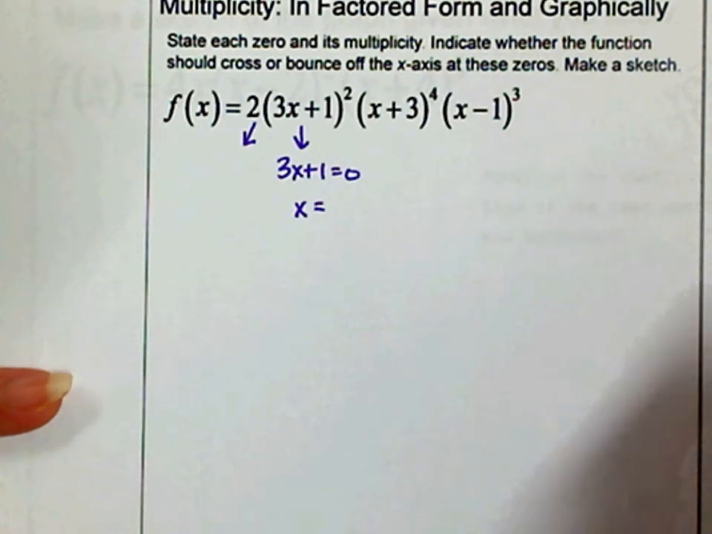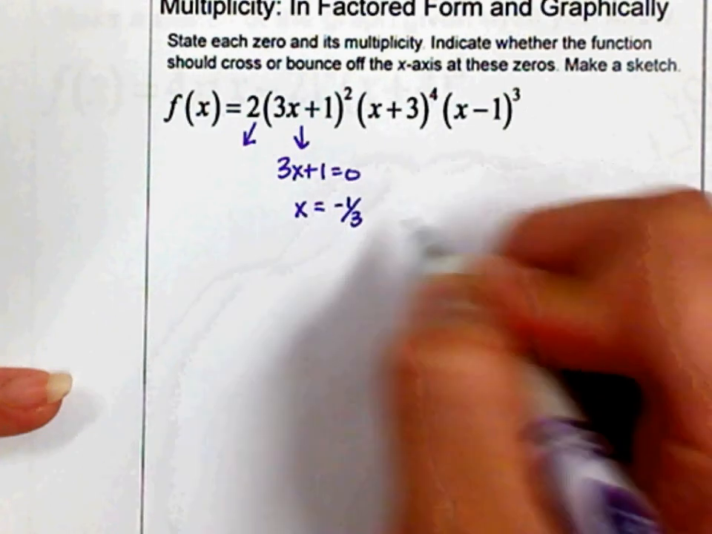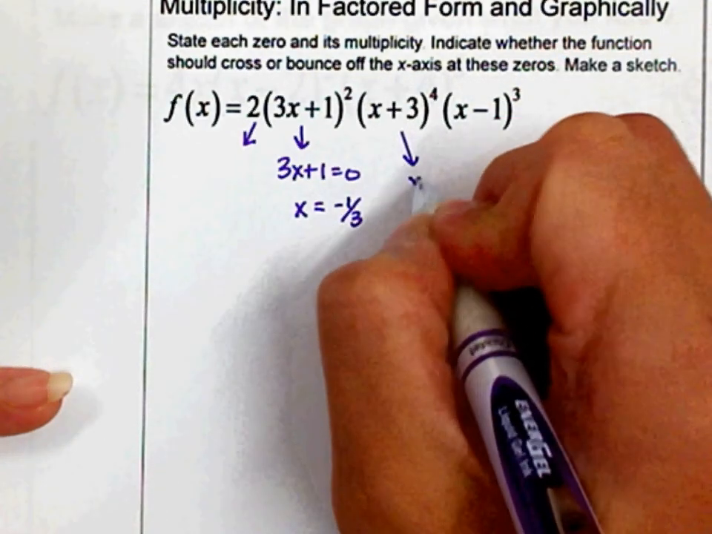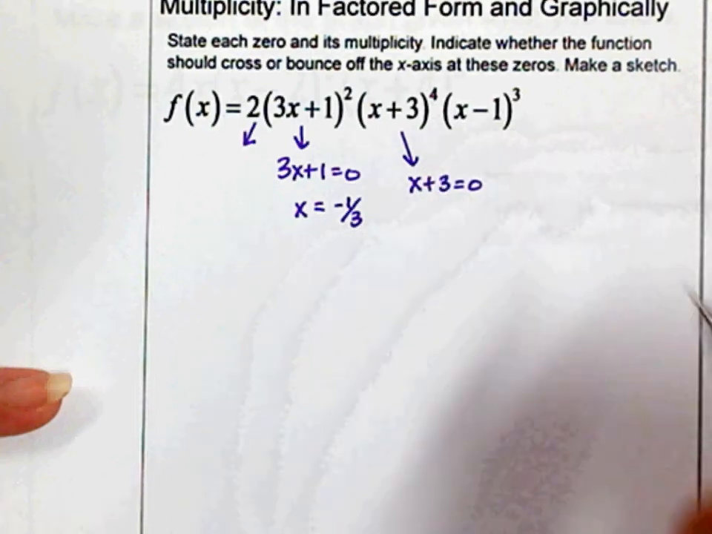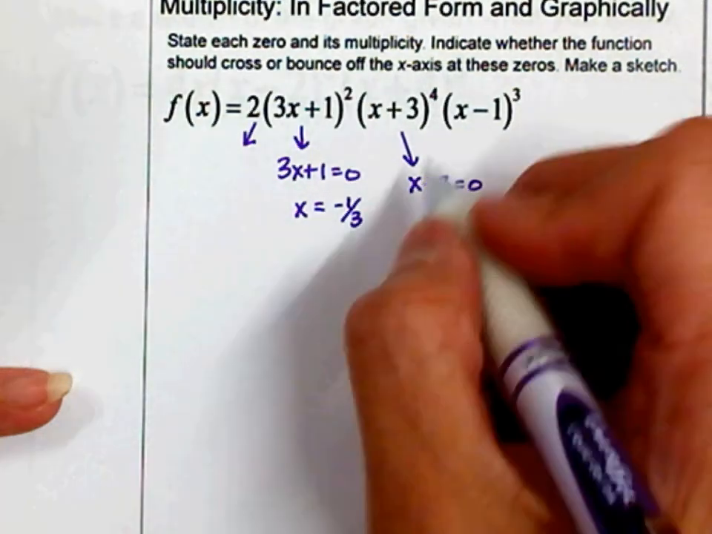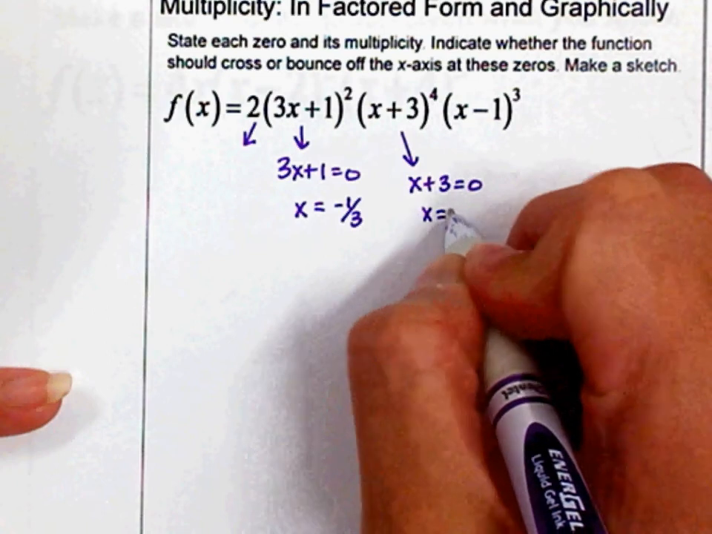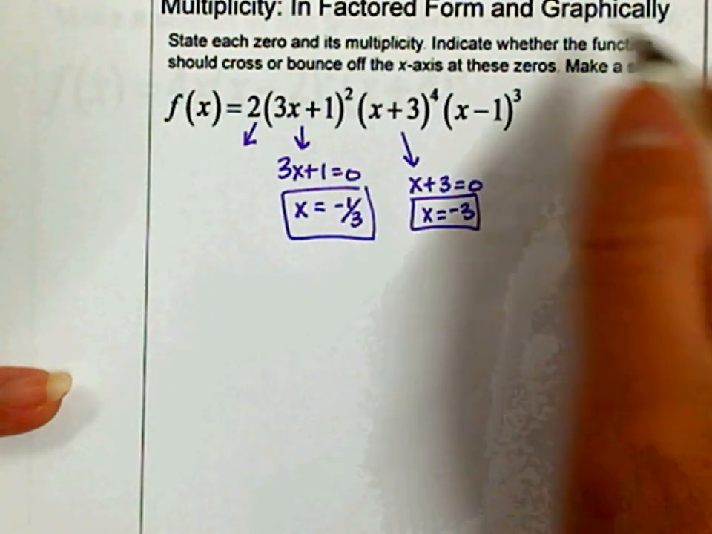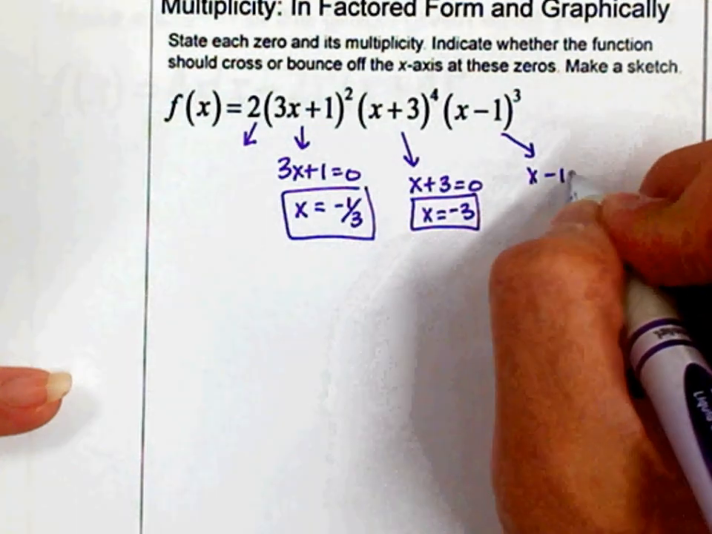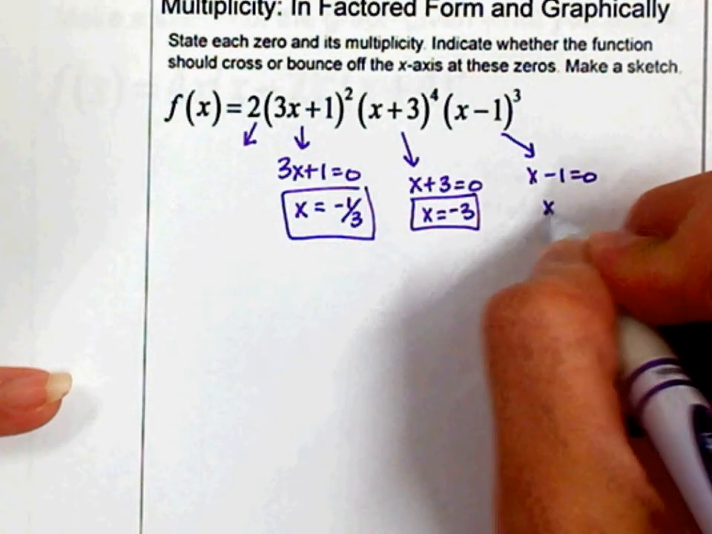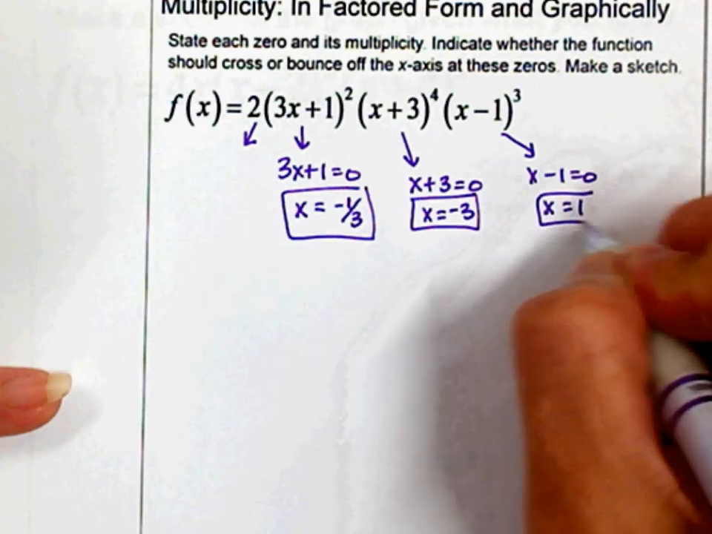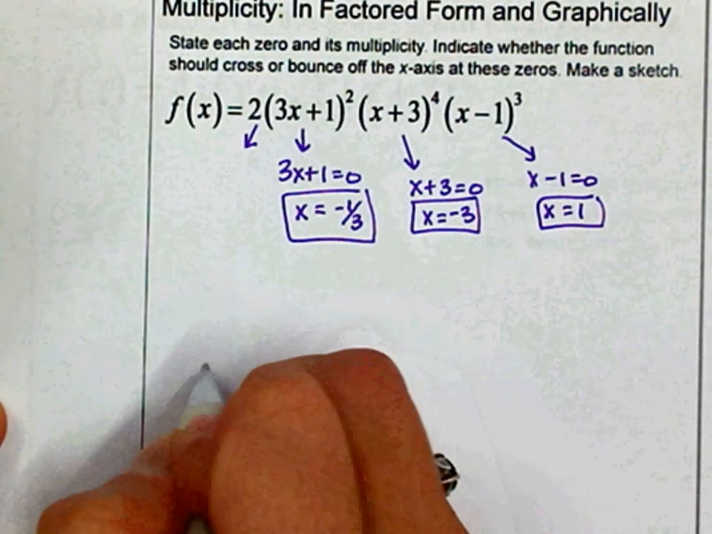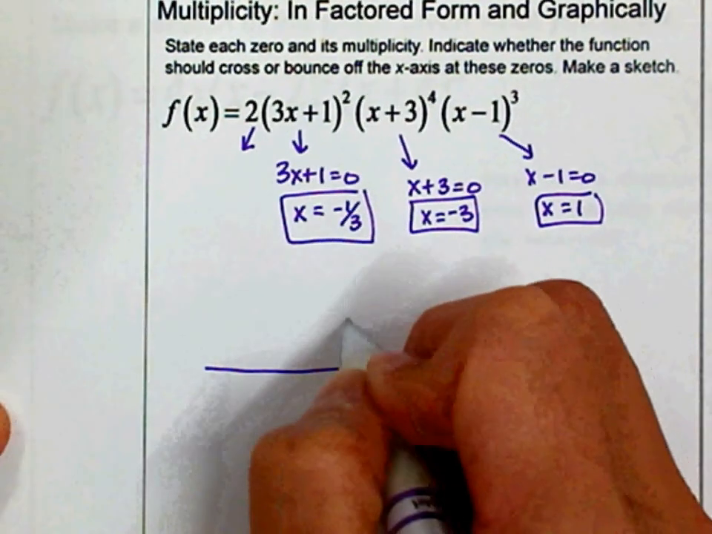Okay? This one, x plus 3, set it equal to 0. How do you solve for that one? What's your answer? X is equal to negative 3. I guess I should box these in so you guys can kind of see, right? This one, x minus 1 is equal to 0, so x is equal to 1. You guys see all that real quick? All right. Make a sketch. There's your x, there's your y. Make your x really long, your y can be short, okay?